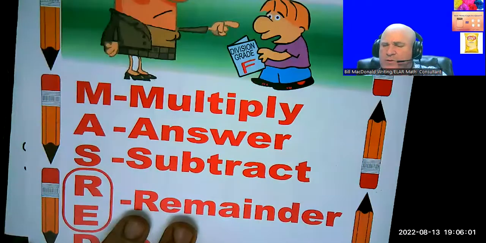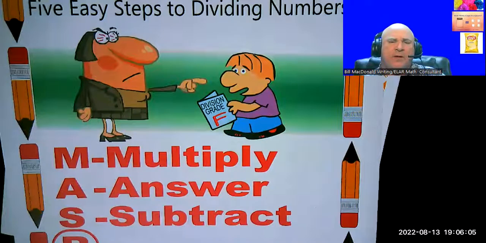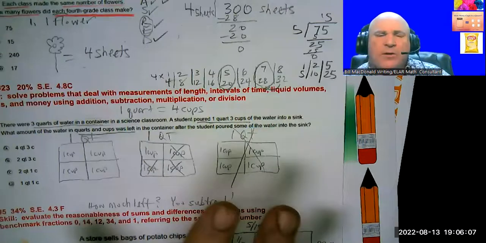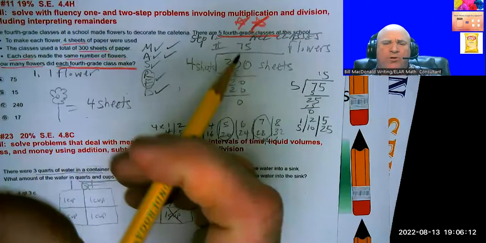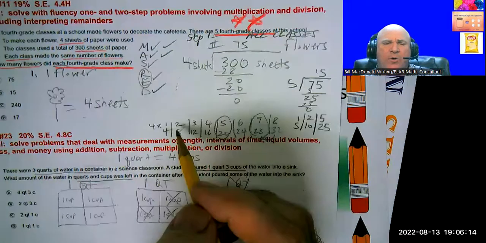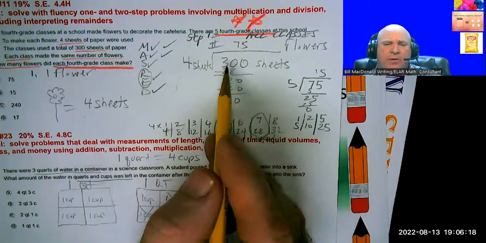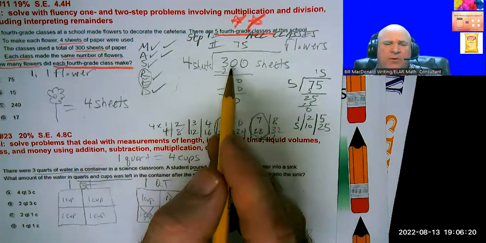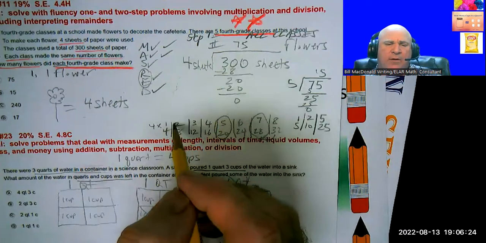Okay, so here we go, going through the steps of MASRED one time. We multiply 4 times 1. We're trying to make 30 for our first product, because 3 is smaller. So 4 times 1, our first, what we multiply is 4, the answer. What we multiply, the answer.